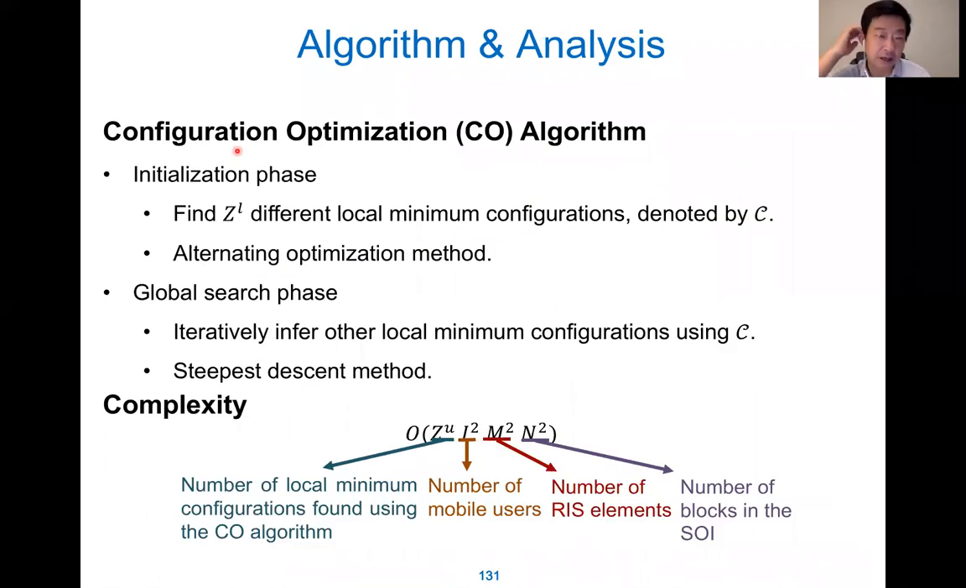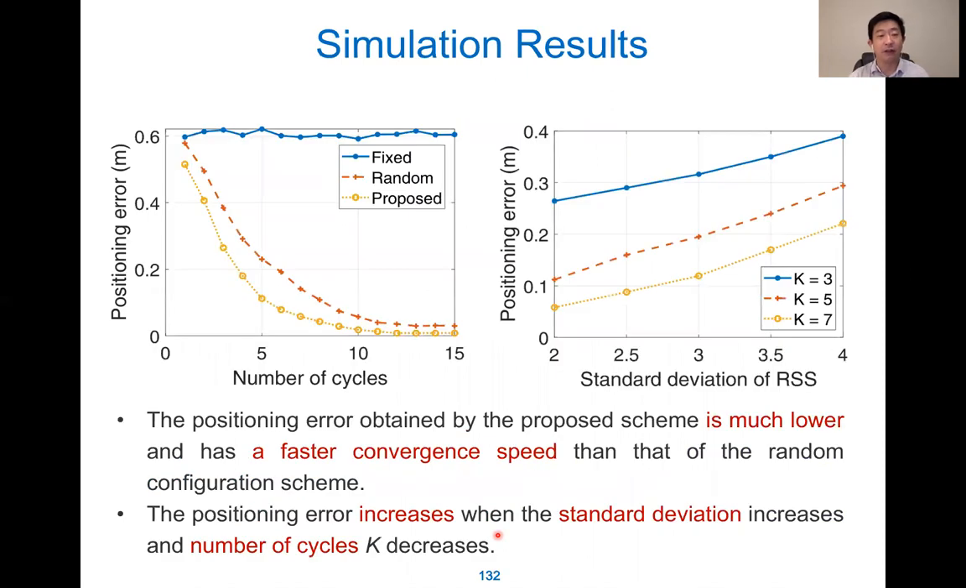And so we can have a configuration optimization algorithm. Initially, find the different locations, minimize the configuration, and use the alternating method. We have a global search, basically searching for different directions and different locations, and then we use a steepest descent method. And this is the complexity. At the beginning, we need to screen all the different locations and possibilities, so that the RIS knows that if there are people at this location or that location, it needs to configure in this pattern. So a lot of training is needed. But after the training, the world becomes so clear.